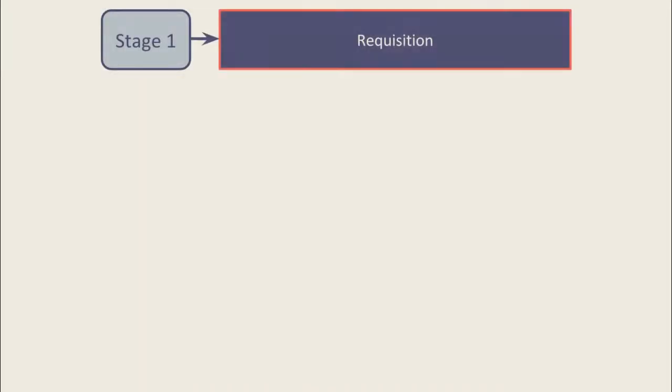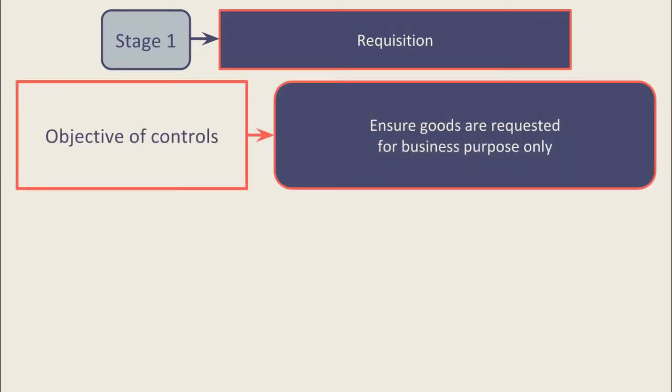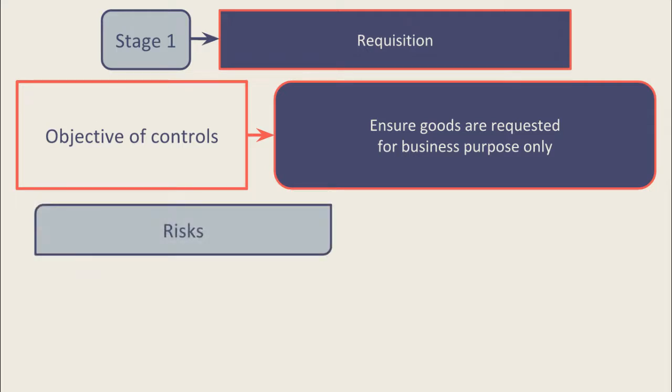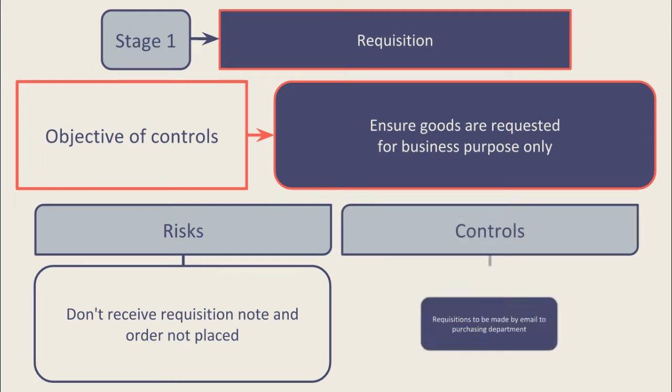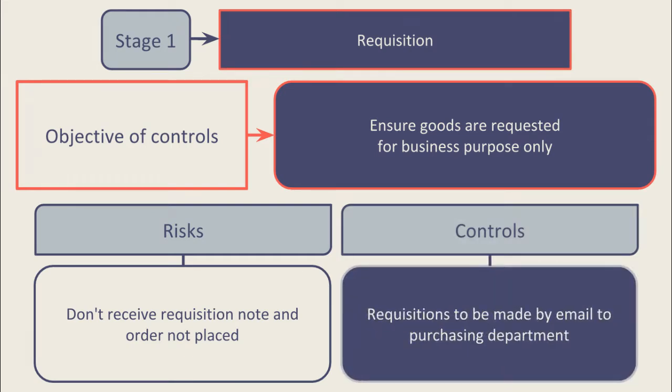Stage 1, the requisition stage, is where the business or division within the business will recognise the need for more goods. A requisition note will be passed to the purchasing department detailing the supplies needed. The objective is to ensure goods are requested and are for business purposes. A risk could be the requisition note may not be received by the purchasing department and the order not made. A control could be requisitions are made by email to the purchasing department who must respond when they have made the order.